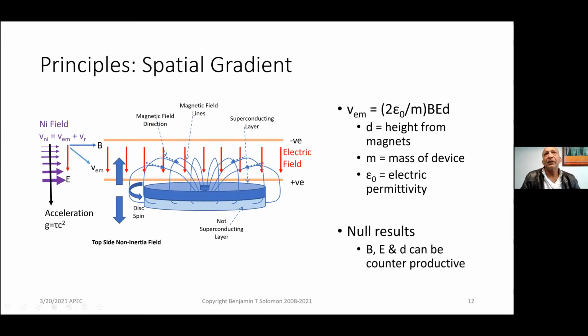And this is the formula for the electromagnetic velocity, where m is the mass, and you have B, E, and D. B is the magnetic field, E is the electric field, and D is the height above the surface of this disk. But take care, because when you do the calculations, sometimes the B and the D will cancel out, and you won't get that orthogonal naive field effect.